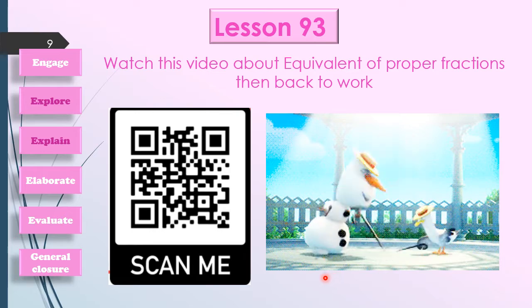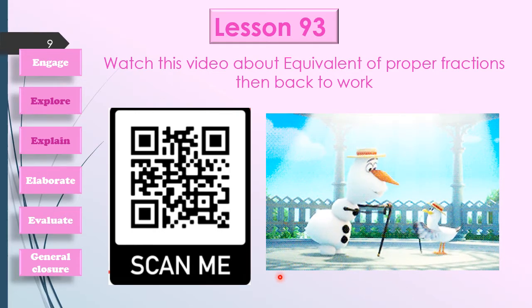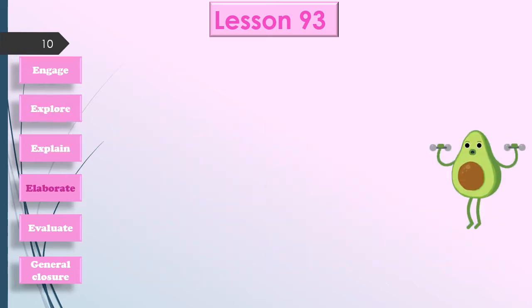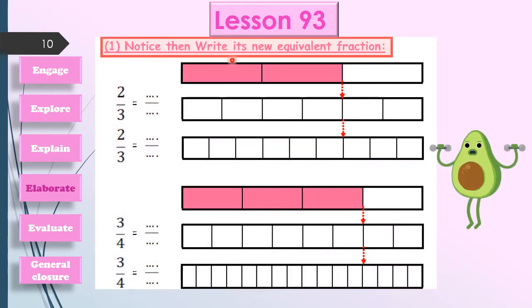Equivalent fractions: we have a small fraction and a bigger fraction which is represented. Our exercises on this part: note, then write its new equivalent fractions. We have here proper fractions and we need the equivalent fractions of them, according to how many equal parts there are in your fraction strips.